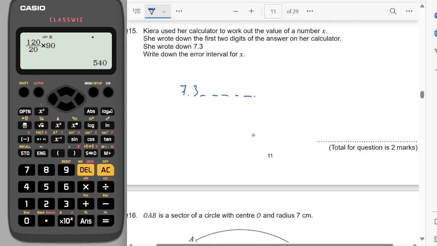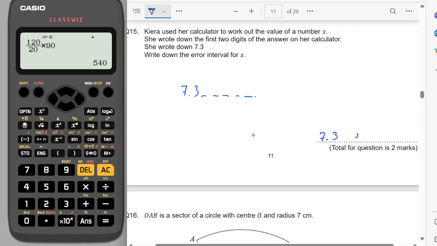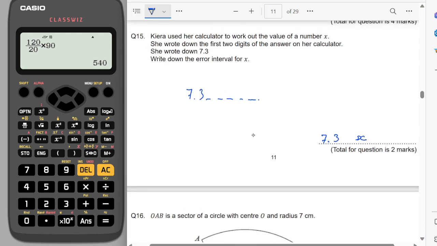Let me just read that right. Kira uses her calculator to work out the value for a number x. She wrote down the first 2 digits of the answer on her calculator. She wrote down 7.3. Write down the error interval. So the smallest that the number could possibly be is 7.3. My value for x has got to be greater than or equal to that, but it's got to be less than 7.4. That's a nice question. It's a kind of a roundabout way of saying truncating the number.